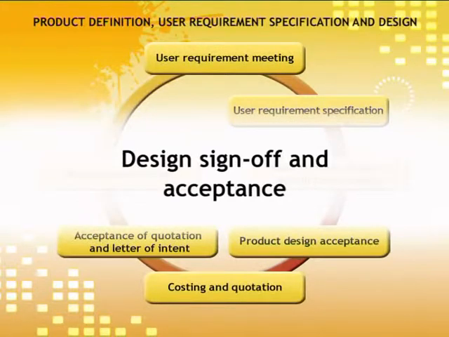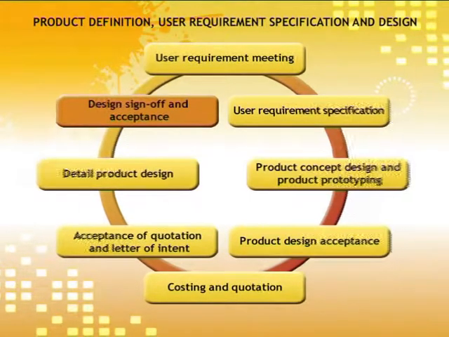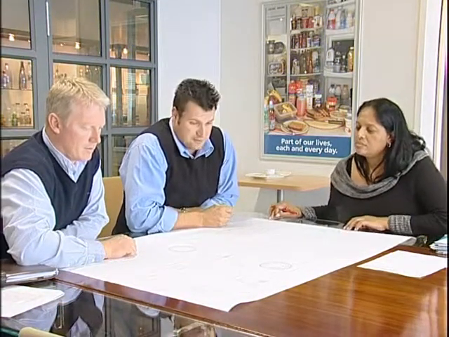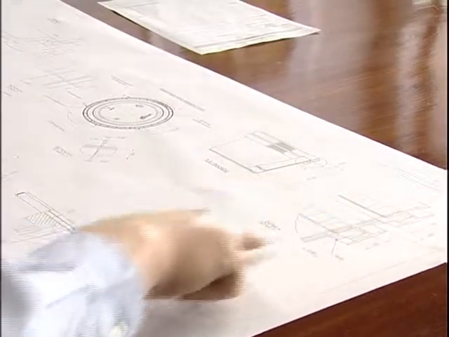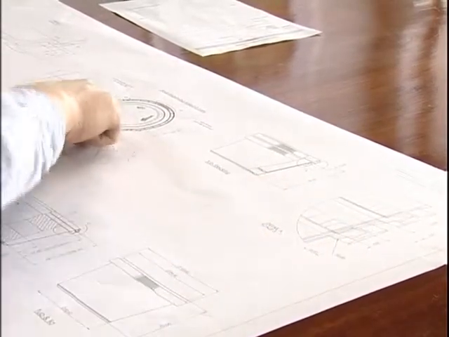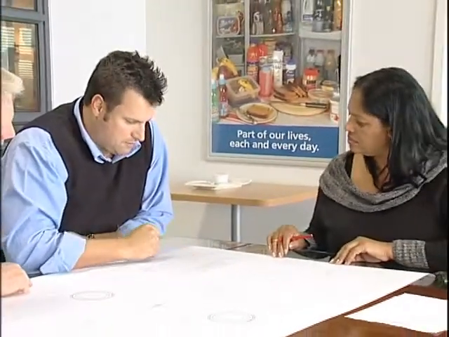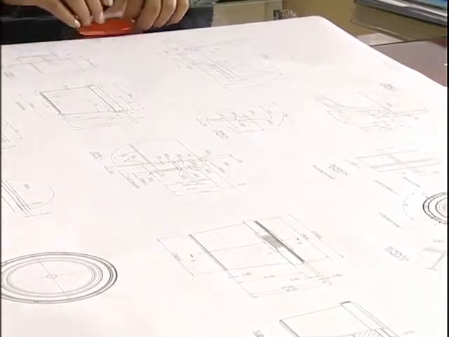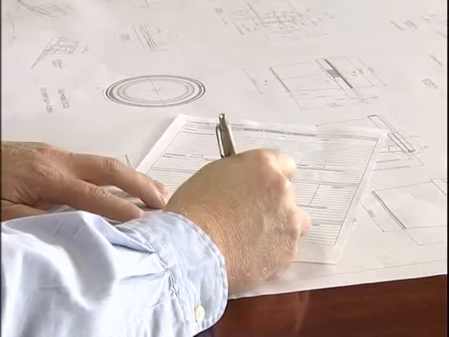Design sign-off and acceptance. The design phase is concluded with a final sign-off and acceptance of the detailed product design by the client. The focus now shifts to the design and development of the tools to manufacture the plastic packaging product. Having said that, it is important to recognize that product design and tool design are iterative processes, which means that product designs may change as tool designs are finalized.